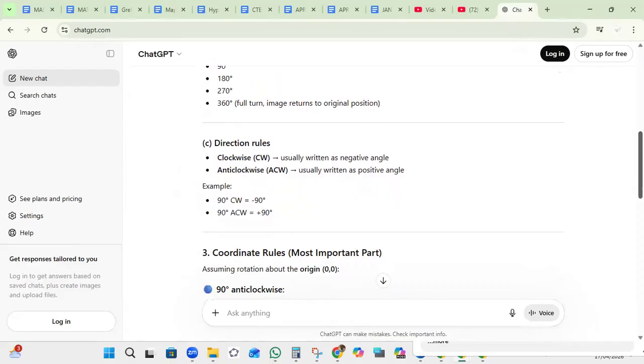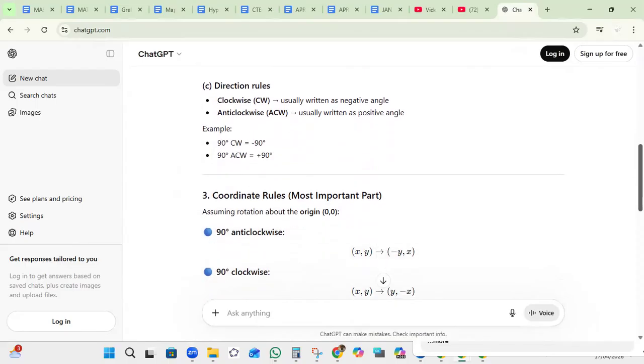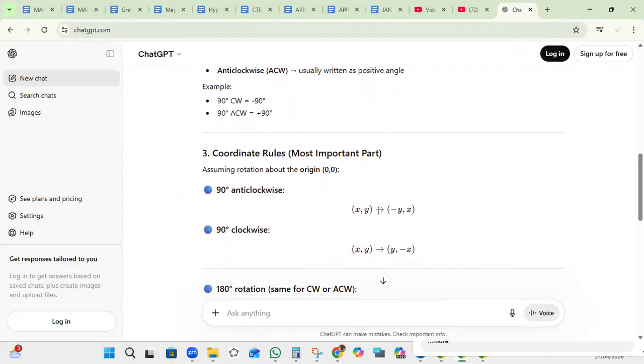Okay? So, coordinate rules, most important part. Assuming rotation about the origin, so for the 90 anti-clockwise, what will happen to the coordinates of the point is that they will switch positions, and the number for the y will become negative. And 90 degrees clockwise, they will switch, and the x coordinate will change.